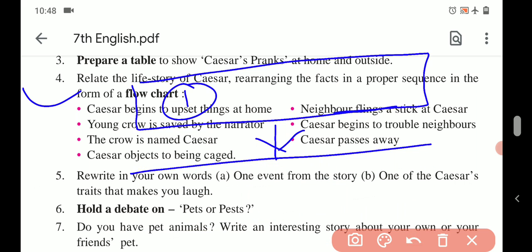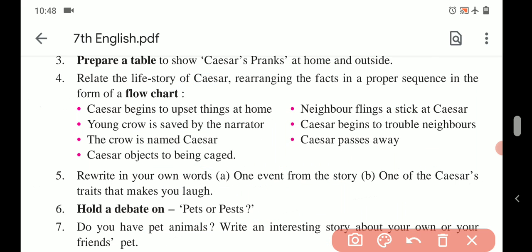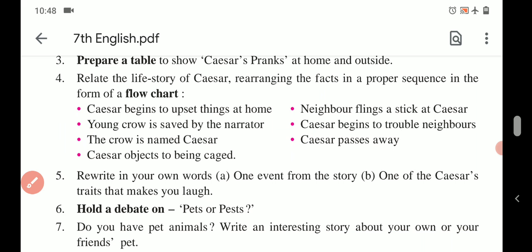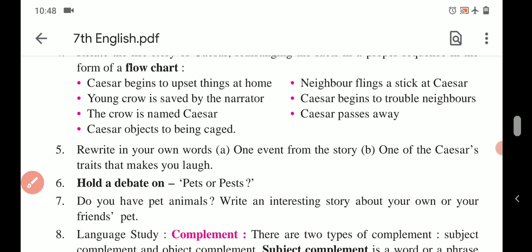Young crow is saved by the narrator. It is the first fact, right? Second, the crow is named Caesar. Next, third one, Caesar begins to upset things at home. Fourth, Caesar objects to being caged. Fifth, Caesar begins to trouble neighbors. Sixth, neighbor flings a stick at Caesar. And seventh, Caesar passes away. So this is the order which you have to put in flowchart. All these facts you have to put in flowchart.